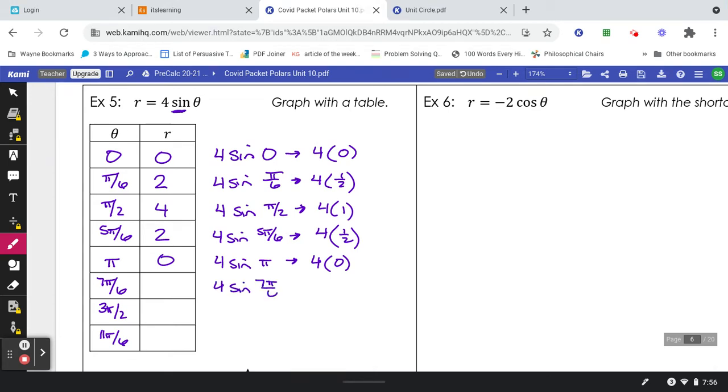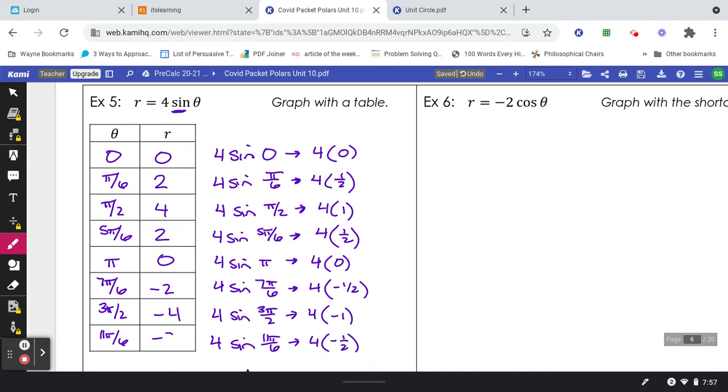4 times the sine of 7 pi over 6. Let's see, check my unit circle. 7 pi over 6, the y value is negative 1/2, so that gets me negative 2. 4 times the sine of 3 pi over 2, which is 4 times negative 1, which is negative 4. And finally, 4 times the sine of 11 pi over 6. The y value at 11 pi over 6 is negative 1/2, getting me negative 2.